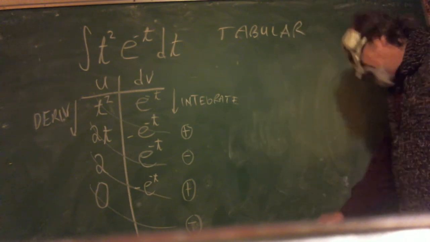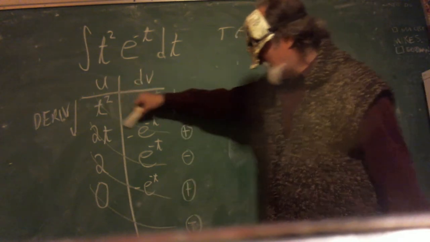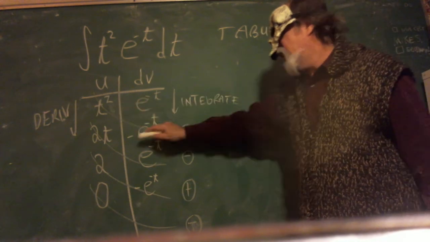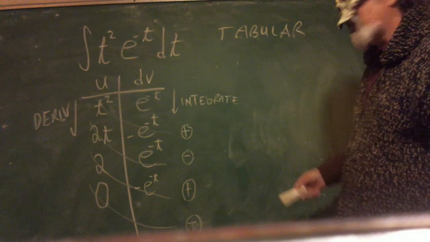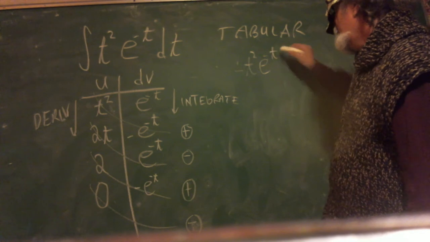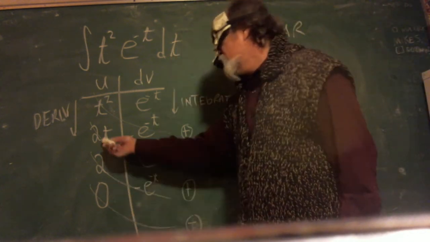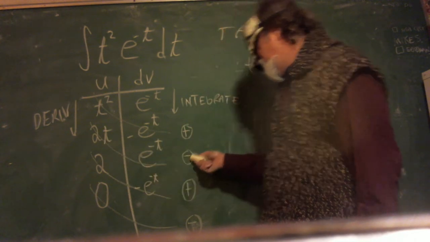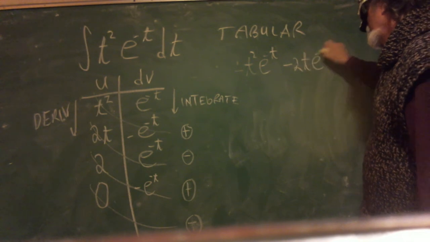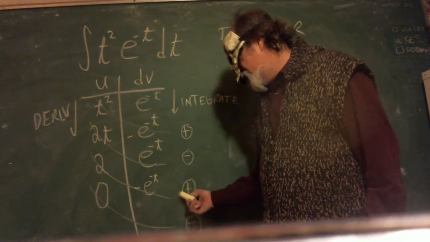We're done. We have it. Because now you stop at the 0, as soon as you got that 0. And these little sweeping lines are the things you multiply together. So my answer is t squared times negative e to the negative t. They're times each other, so negative t squared e to the negative t. Next one is the 2t times e to the negative t times a minus, so I get a minus again. One more, 2 times negative e to the negative t times a plus.